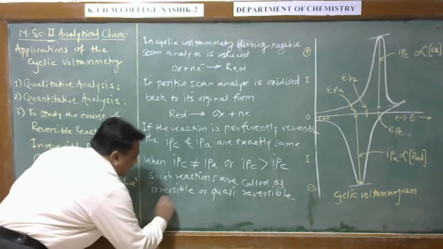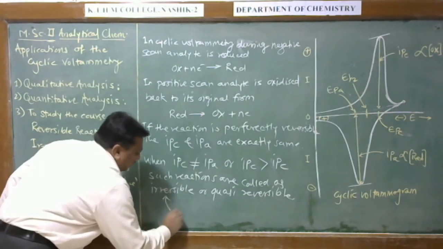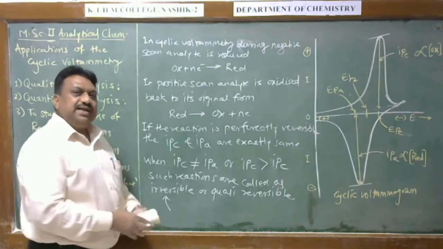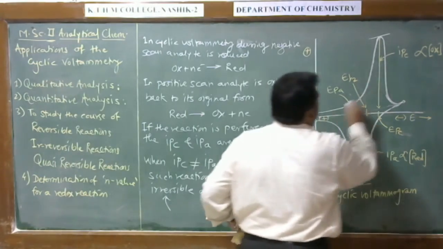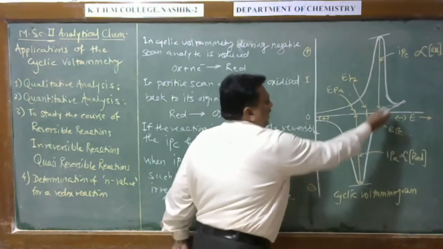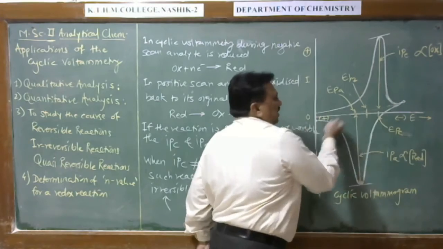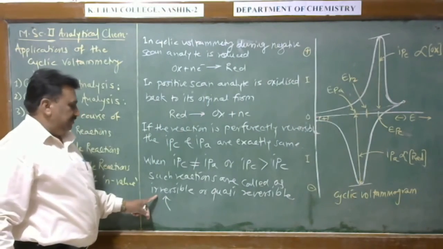If we have a current in the first scan and we do not have a current in the second scan, then the reaction is irreversible. That means we obtain only this first cathodic current, we do not have a second wave. That means here the product is not converted into the analyte. At that time the reaction is irreversible.